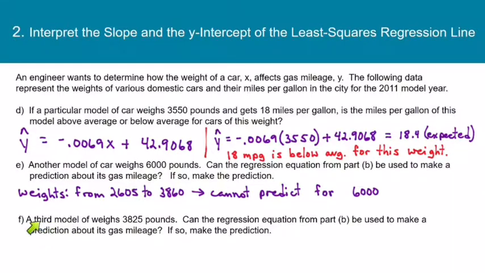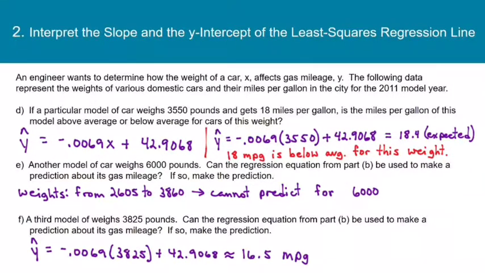And then the last part, it says the third model weighs 3,825 pounds. Can the regression equation be used to make a prediction, and if so, make the prediction? Well, yes, 3,825 pounds is within the range of our data, so our linear relationship does hold up here. And let's just plug our value of 3,825 into our regression equation. We'll get y hat equals negative 0.0069 times 3,825 plus 42.9068, and we come out with about 16.5 miles per gallon.